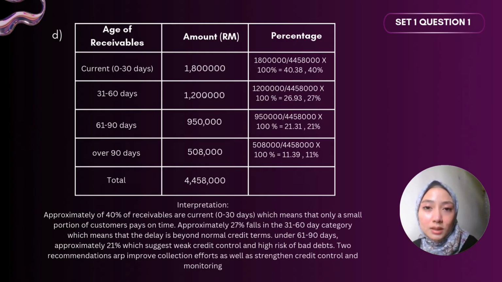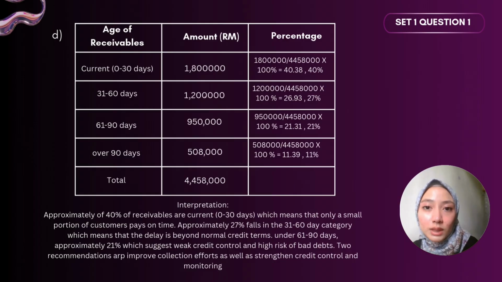So to interpret this, we will have to find the percentage first. To find the percentage, we will take the value of amount, which is 1.8, divide by the total, which is 4,458,000, and then multiply by 100%, and that will give us approximately 40%. And then for 31 to 60 days, you take 1.2 million, divide by 4,458,000, multiply by 100%, and that will give you approximately 27%.